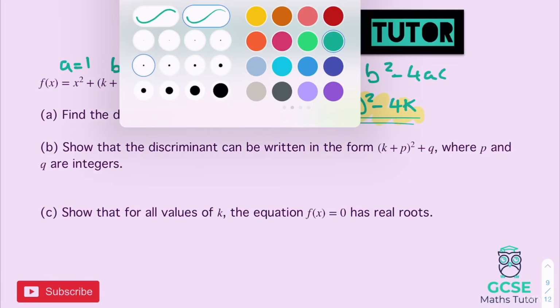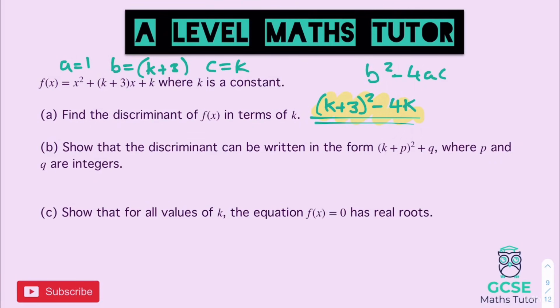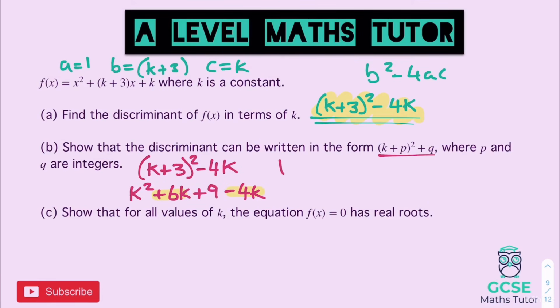Right, so for the next part, it says show that the discriminant can be written in this completed square form where p and q are integers. So let's expand that out and complete the square. We have (k plus 3) squared minus 4k, and if we expand that double bracket we get k squared plus 2 lots of 3k, so plus 6k, and then 3 times 3 is 9, so plus 9, and then we're also going to minus this 4k at the end. Let's simplify that and collect these two terms, and we will get k squared, 6 take away 4 is 2, so plus 2k, and then plus the 9.